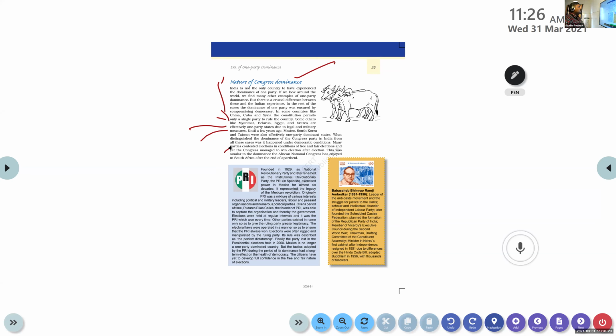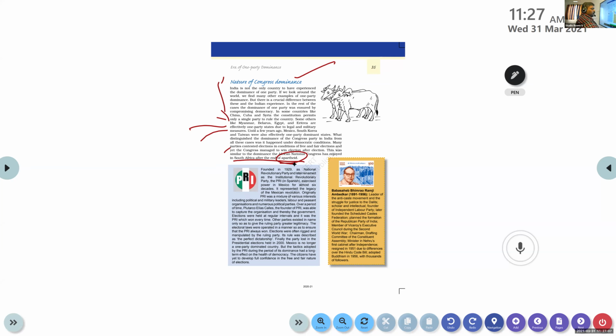This was similar to the dominance enjoyed by the African National Congress in South Africa after the end of apartheid. So the Congress party's victories in India soon after independence are almost like the victory of the African National Congress after fighting against apartheid. Already we studied that the Africans fought against the Britishers and against this trouble called apartheid. It's racial discrimination. Clear?